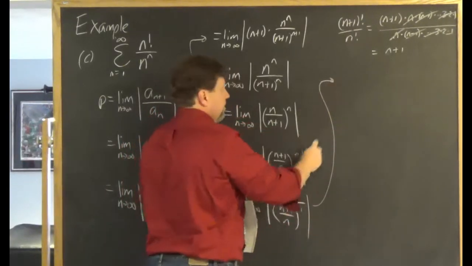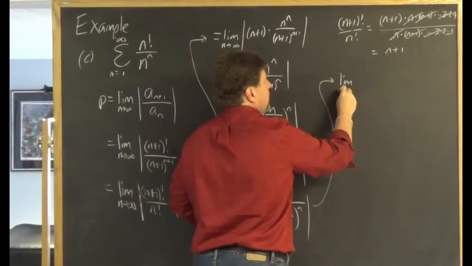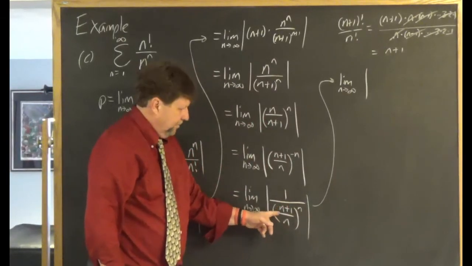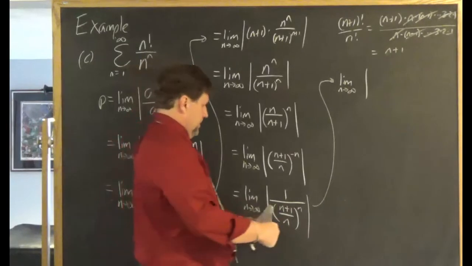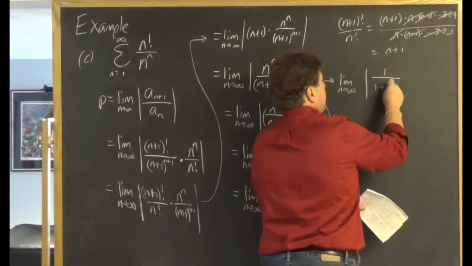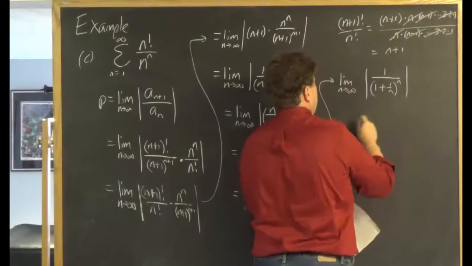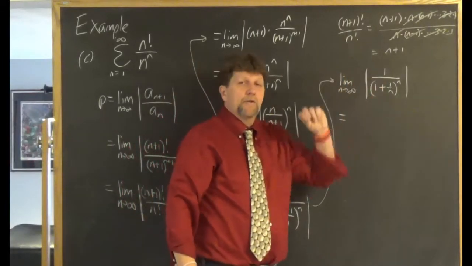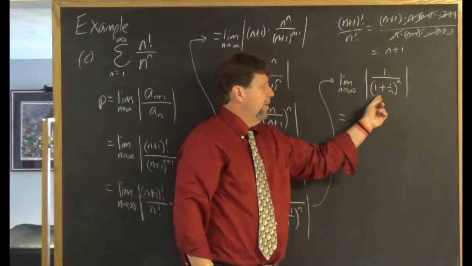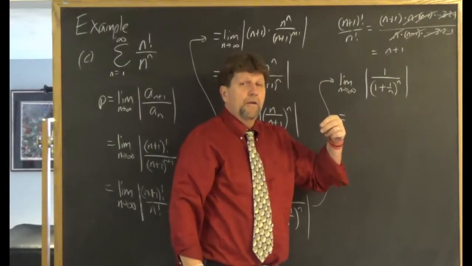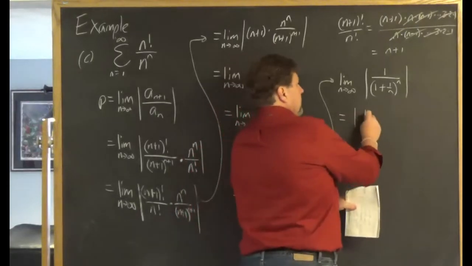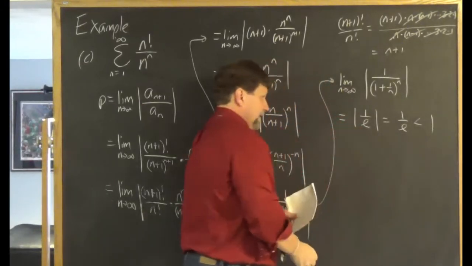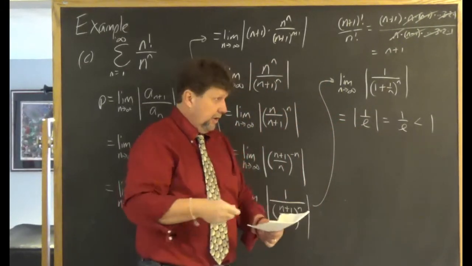The limit as n goes to infinity, absolute value. Now look inside the parentheses here. That's just 1 plus 1 over n, to the n power. We should know immediately what this limit is. The limit as n goes to infinity of 1 is 1. The limit as n goes to infinity of 1 plus 1 over n to the n power, well, that limit is e. So we get 1 over the absolute value of e, which is 1 over e, which is most definitely less than 1.